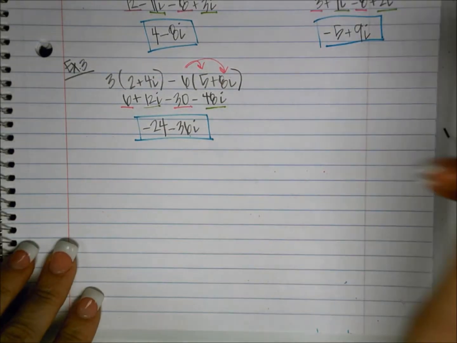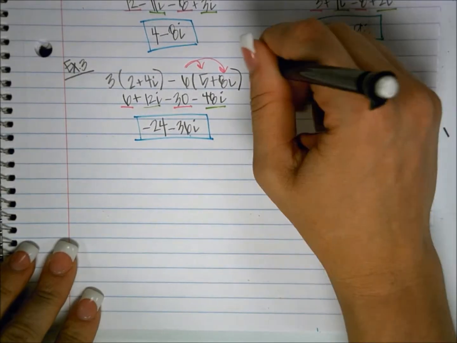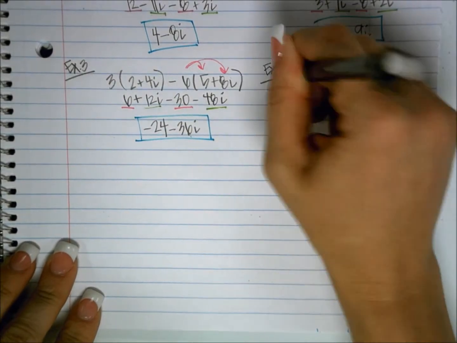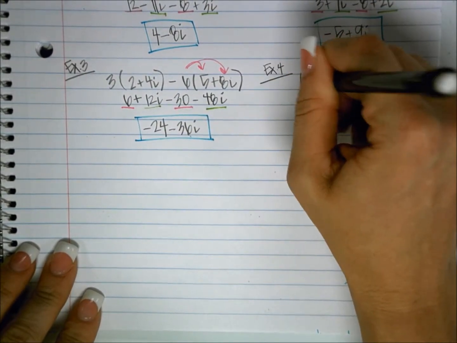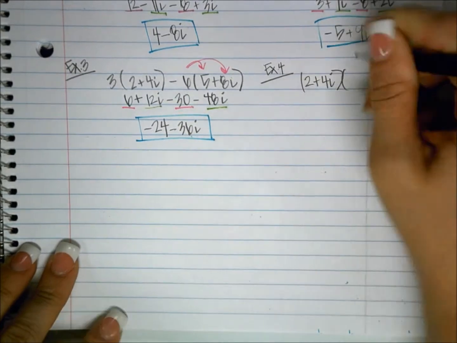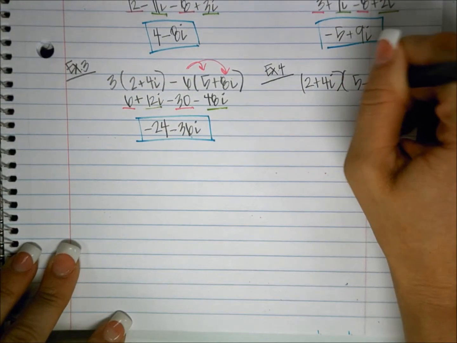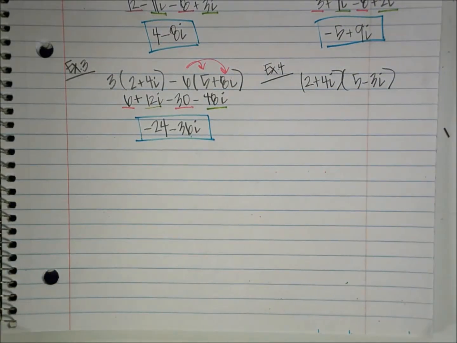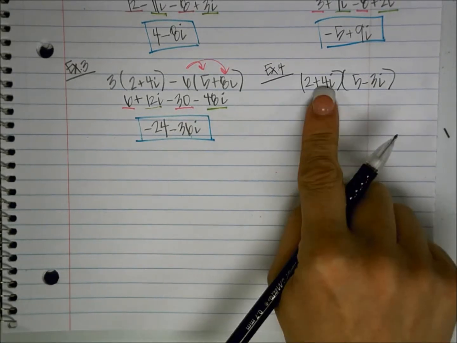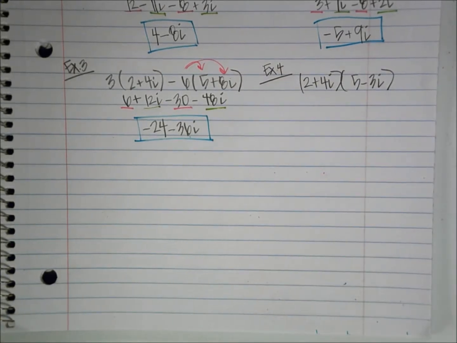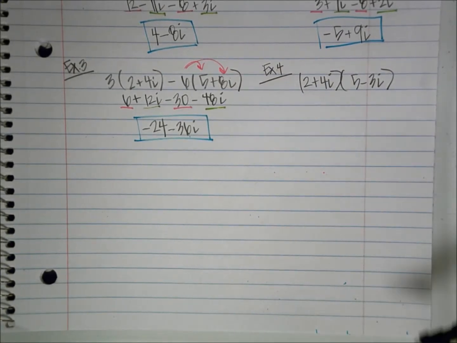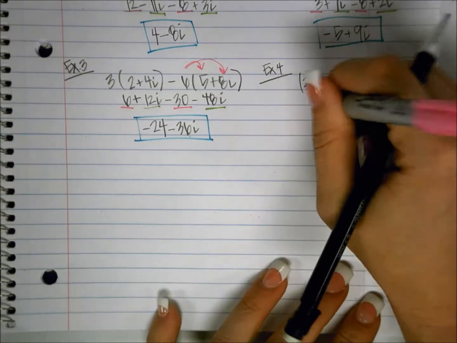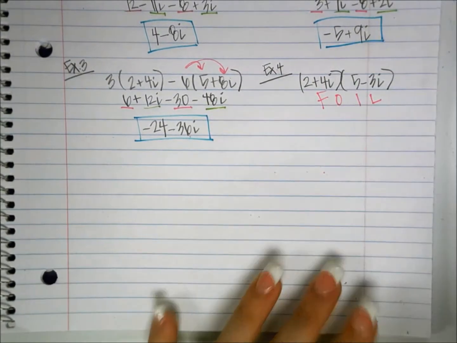The next thing I want you to try is for number 4. Again, we're still just going to be simplifying. I want you to simplify 2 plus 4i multiplied by 5 minus 3i. So this looks a lot like a binomial times a binomial, correct? How would you multiply if you had 2 binomials multiplied together? You FOIL, right. So we're going to do the same thing here. We have to FOIL.